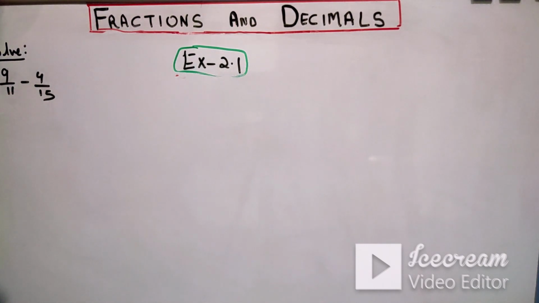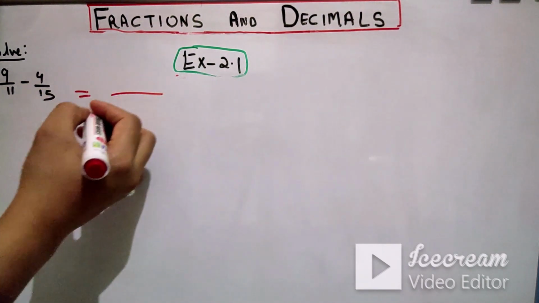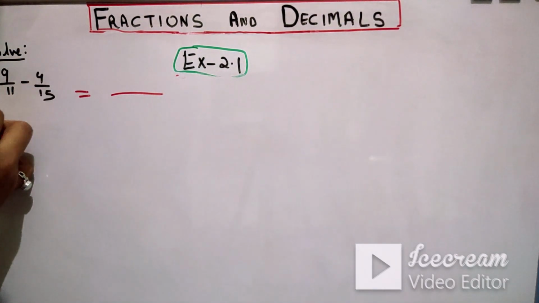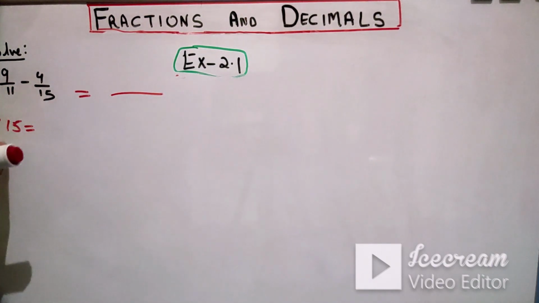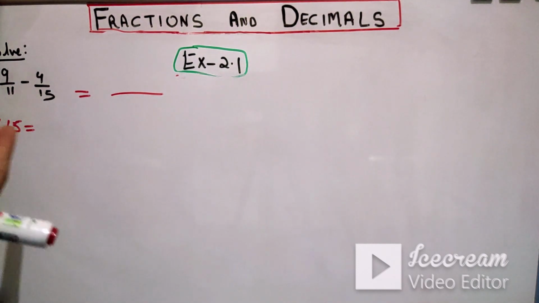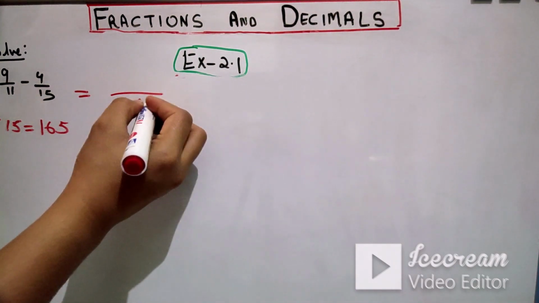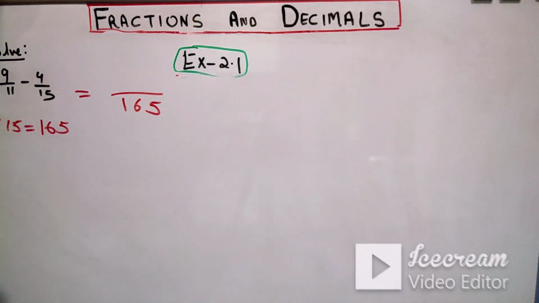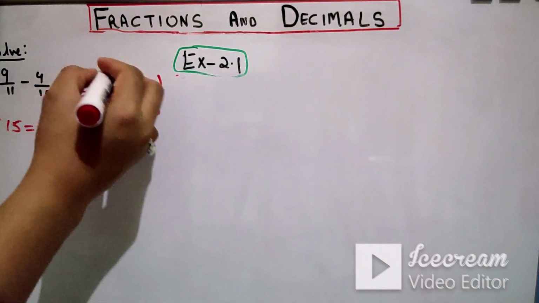That means 11 multiplied by 15, right? What will we get as the LCM? The LCM we will get is 11 into 15. So when we multiply 11 into 15, we know that 15 into 10 is 150, so we add 150 plus 15, that is 165. Okay, so we will get 165 here. Now when we divide 165 by 11, the answer we will get is 15. So we will multiply this by 9, and minus.